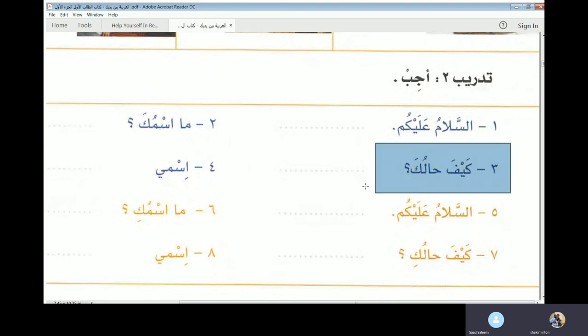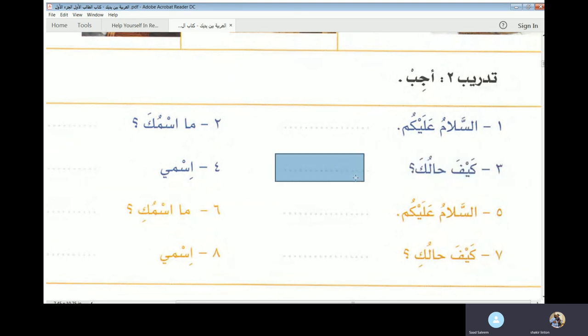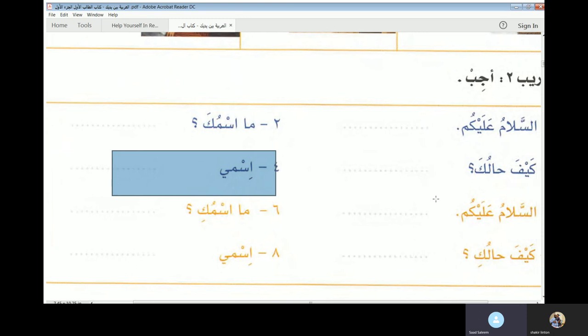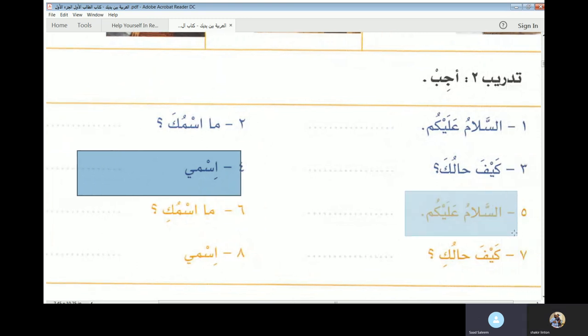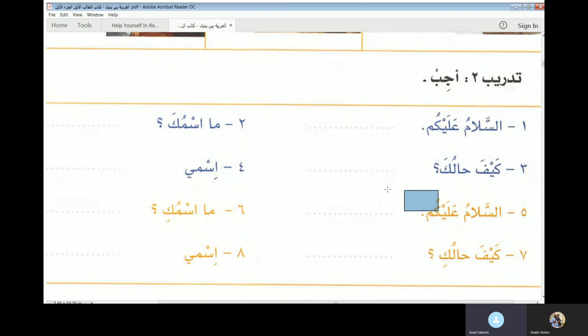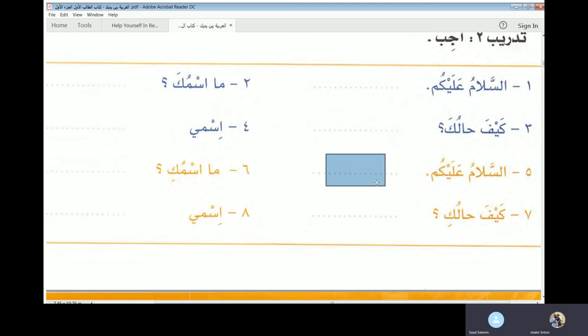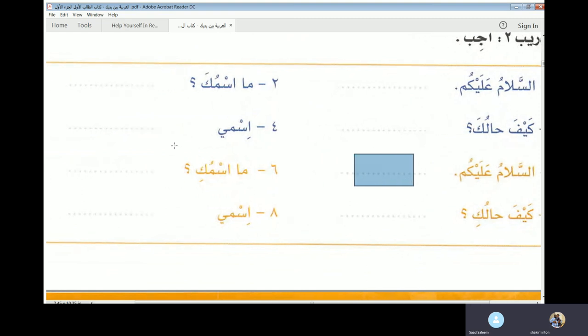Kaifa haluka? Bikhayr, walhamdulillah. Ismi Saad Salim. My name is Saad Salim. Assalamu alaikum. Now assume that you are a female. Assalamu alaikum. Wa alaikum assalam. Masmuki?